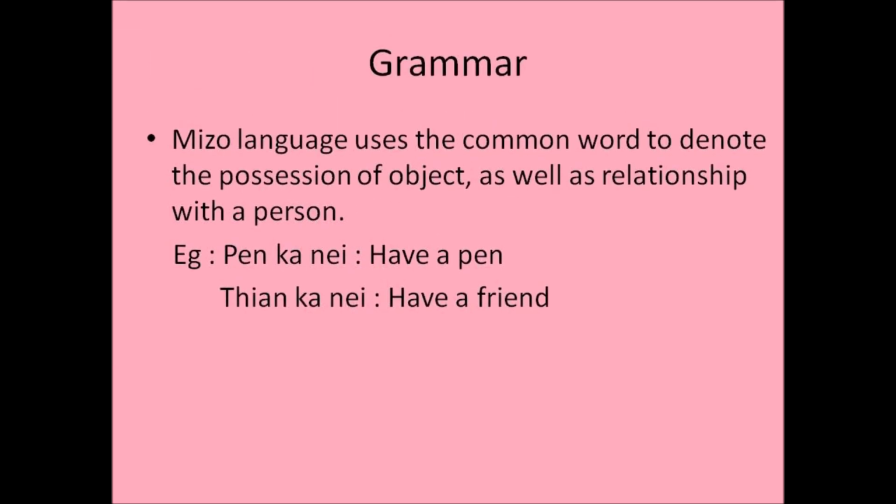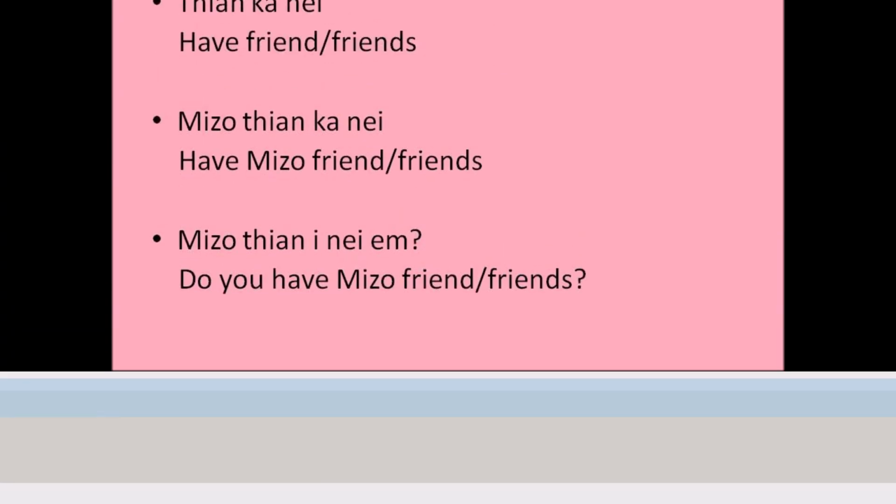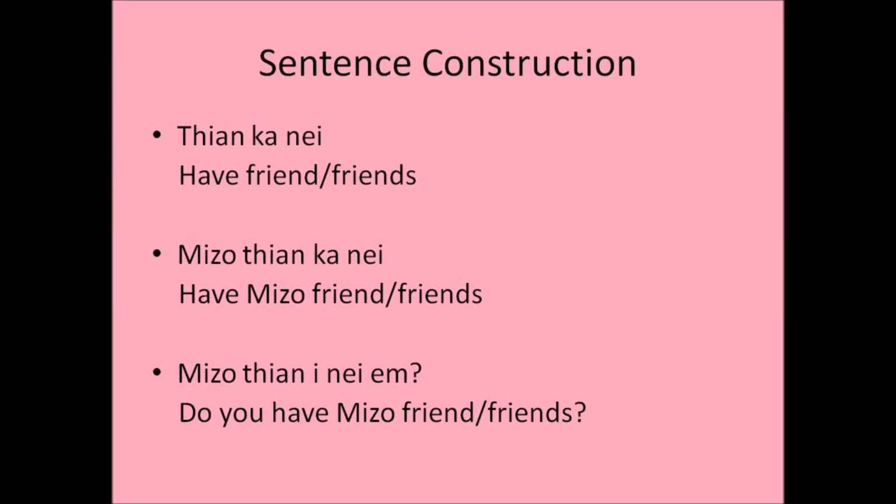Mizo language uses the common word ka ne to denote the possession of an object, as well as a relationship with a person. For example, Pen ka ne, which means I have a pen. Chian ka ne, which means I have a friend, or I have friends.